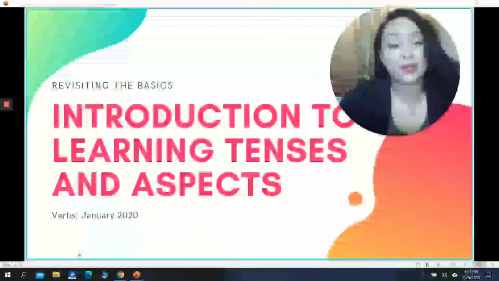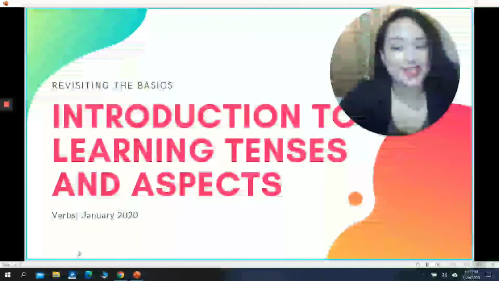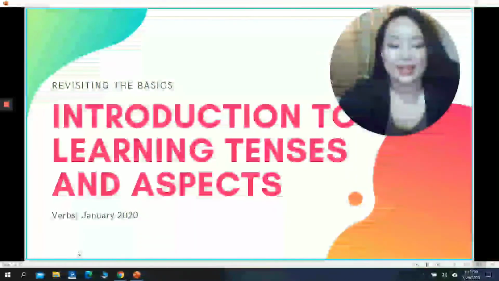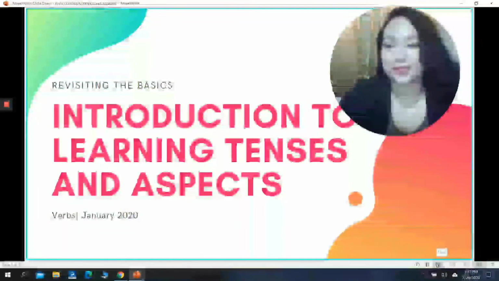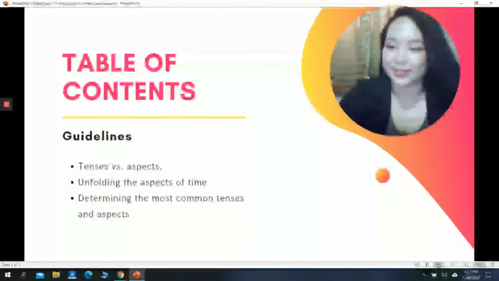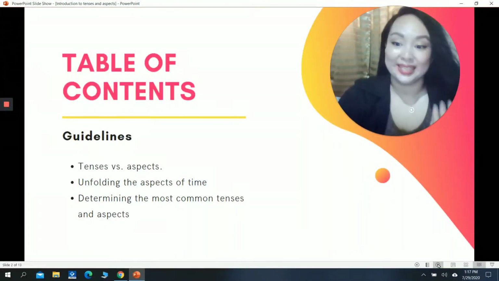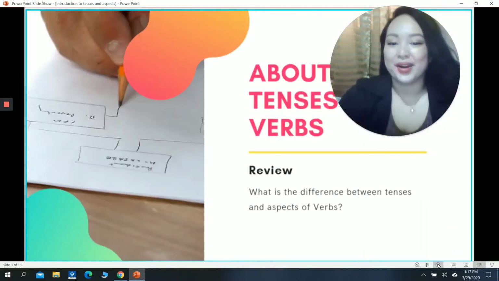Tenses, and we are trying to revisit the basics. So this is Introduction to Learning Tenses and Aspects. Now, in this segment of our lesson, we'll be discovering some of our guidelines today, which is tenses versus aspect, unfolding the aspects of time and determining the most common tenses and aspects. All right, so let's review a little bit.